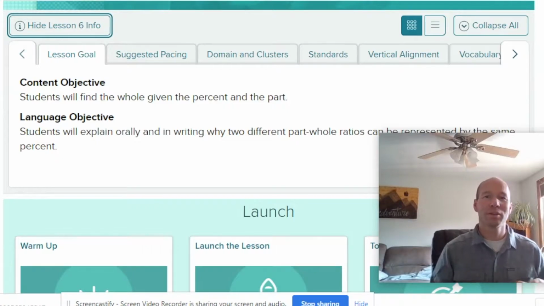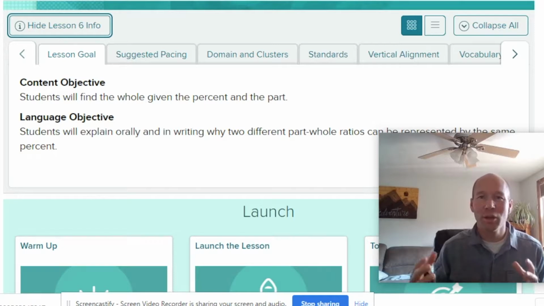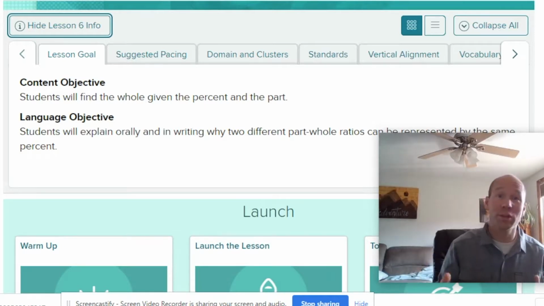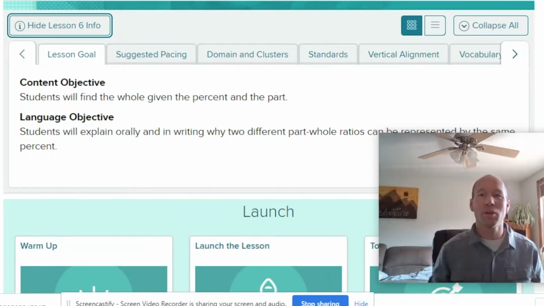Given the percent and the part. So we talked about that yesterday, finding the part when we were given the percent and the whole. Today we're going to find the whole when we're given the percent and the part. So let's think about that really quick.